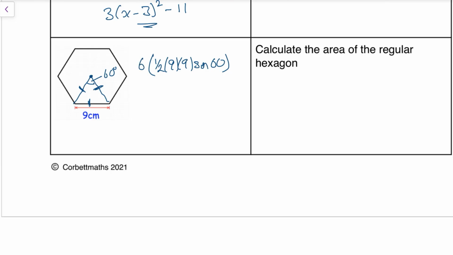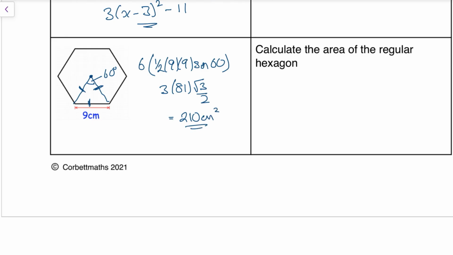and I want 6 of these to give me the hexagon. So that's going to be 6 over 2, which is 3, times 81, times root 3 over 2. Get my calculator again, and it's going to be 3 times 81 times root 3 over 2, gives me 210.444, and I'm actually just going to write equals 210 centimetres squared.